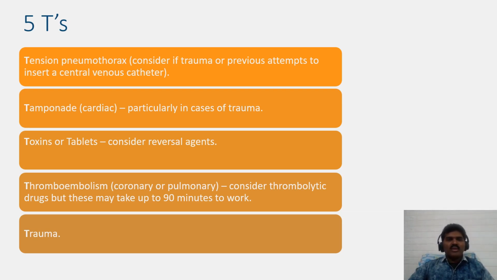Toxins or tablets, consider reversal agents based on the type of toxin or tablet ingested. Thromboembolism, it can be either an MI or pulmonary embolism. Consider thrombolytic drugs, but these may take up to 90 minutes to work. And finally, trauma, treat the cause accordingly.